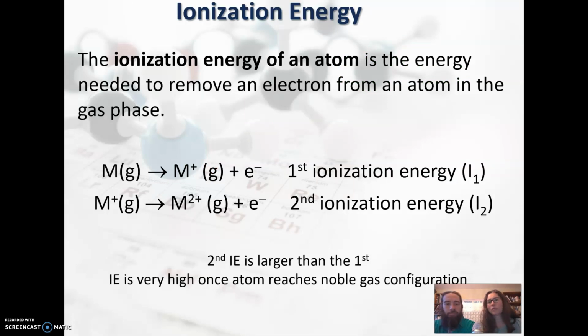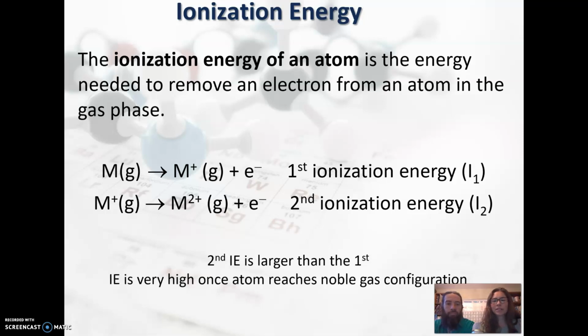Okay, so we have more than one ionization energy. The first ionization energy is the energy required to remove the first electron, the most energetic, outermost electron. And the second ionization energy is to remove the second electron, and so on. The second ionization energy is always larger than the first, so it'll pick off the easiest one first. The lowest energy required electron will come off first, and then the second.